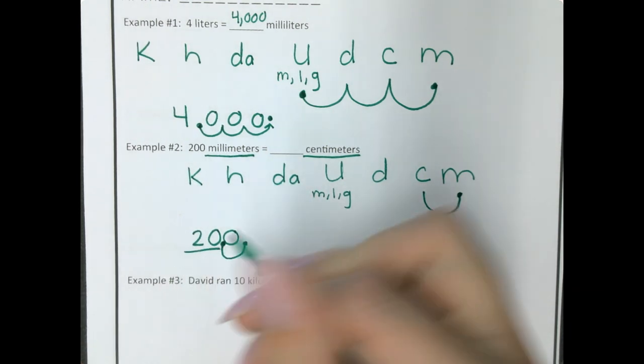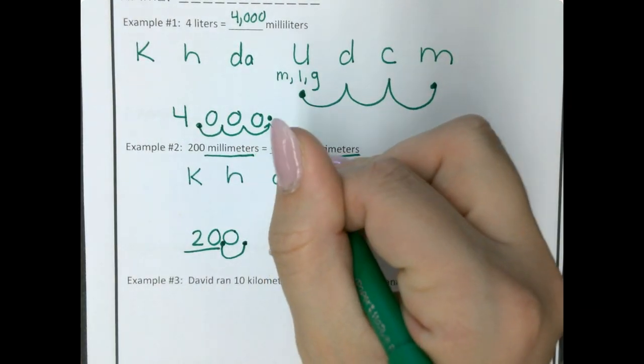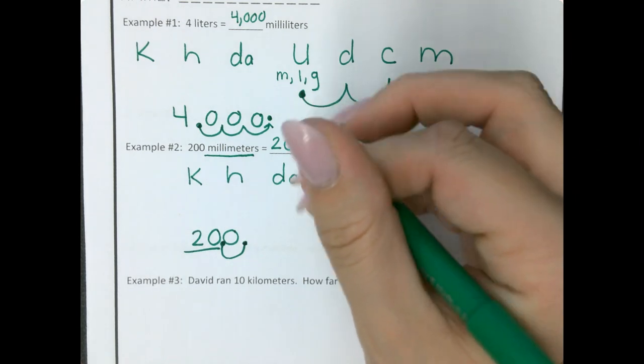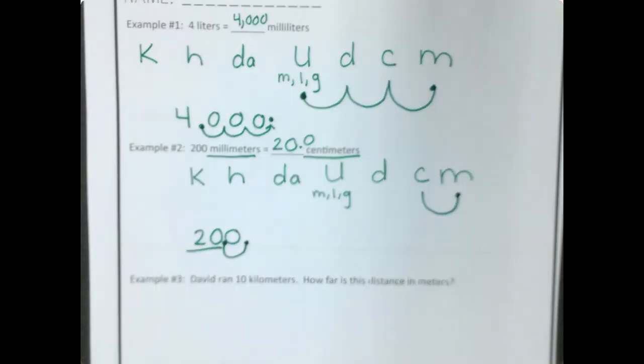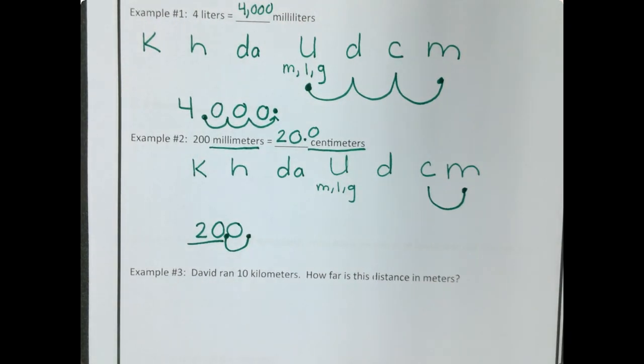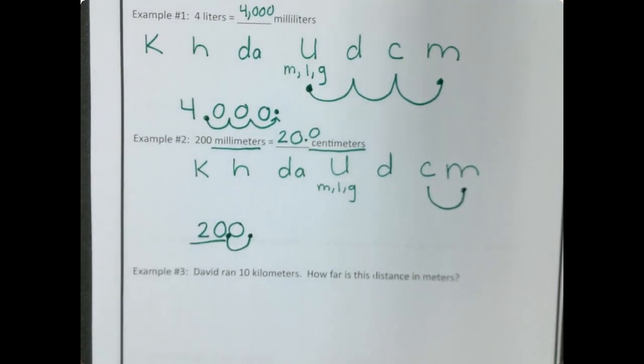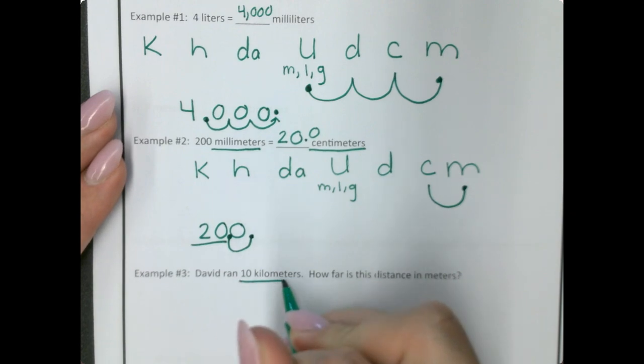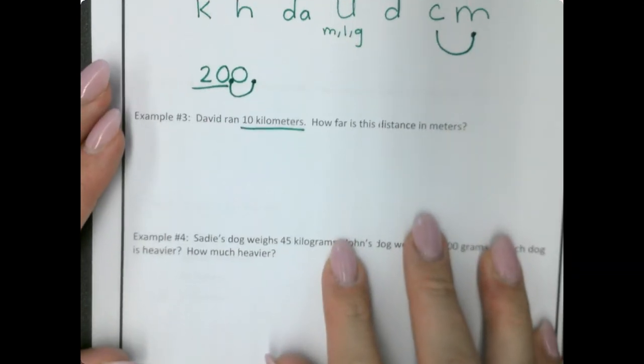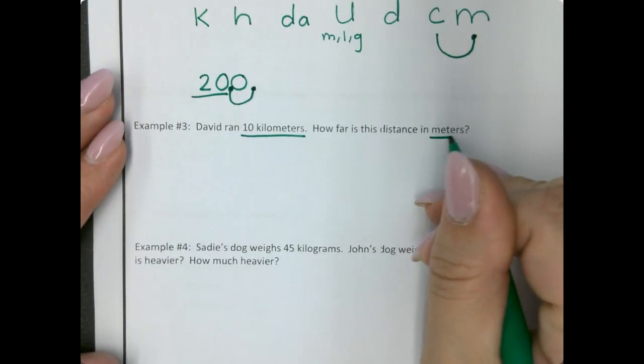20. If you want to, you could put your decimal 0 there. That's fine too. But both represent 20. David ran 10 kilometers. How far is this distance in meters? So we have 10 kilometers and we're going to meters.